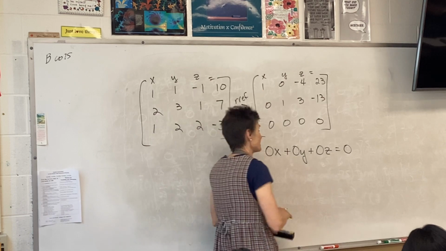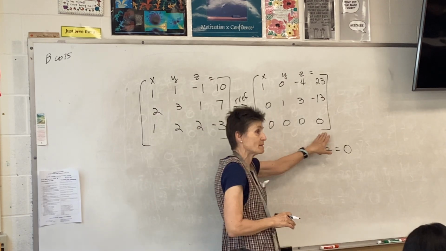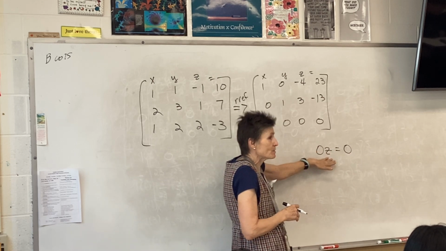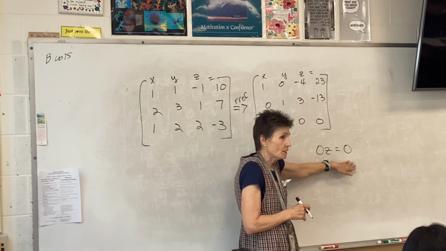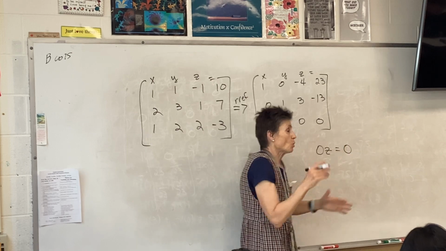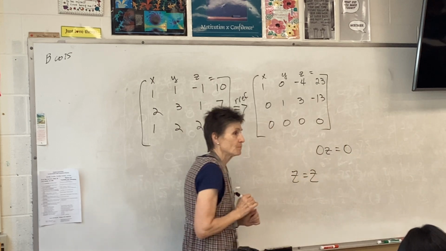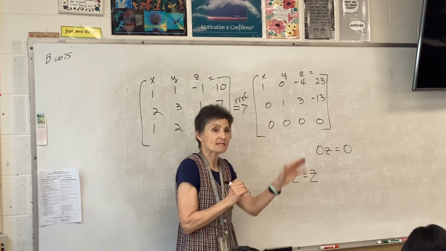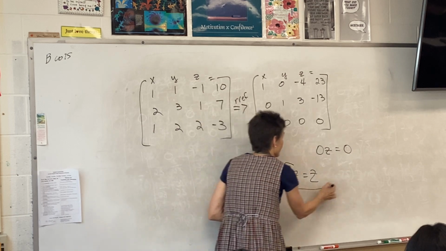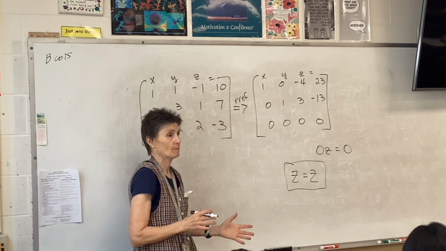Well, the bottom row is supposed to address just Z. In a normal problem, the bottom row gives me Z. So this bottom row says 0Z equals 0, which means Z can be anything. So we write that like this. We say Z can be Z. So Z could be 5, Z could be 1/2, Z could be root 17, Z can be anything. Instead of Z being a number, Z is any number.